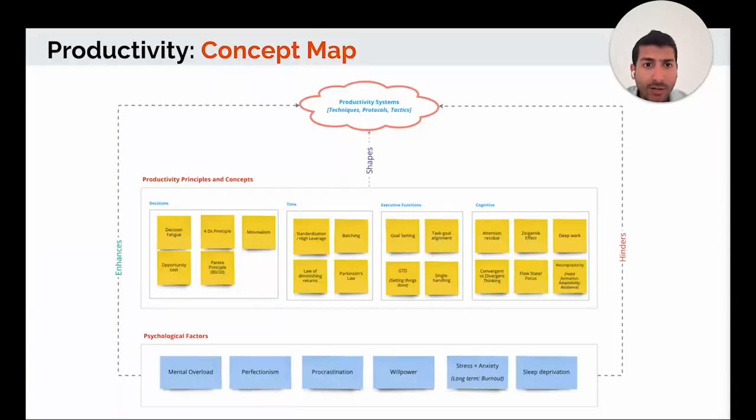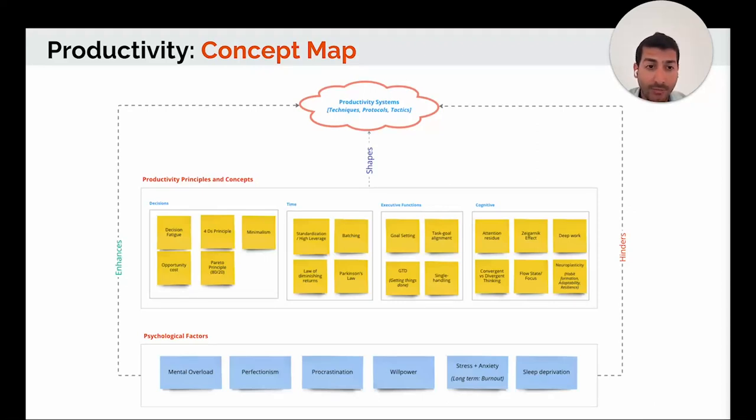So we have a lot of ground to cover here. And I put together an architecture diagram, as you can see on the slide, where we have on the lowest level, the psychological factors at play. A level higher are the productivity principles and concepts. And then at the very top are the productivity systems and techniques that are shaped by these principles and the underlying psychological factors, right?